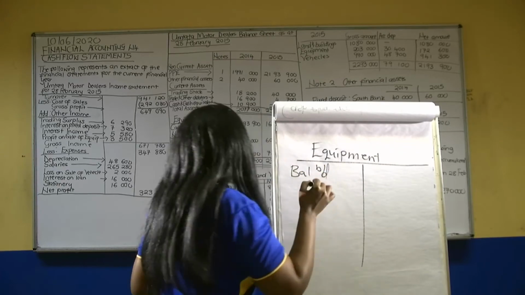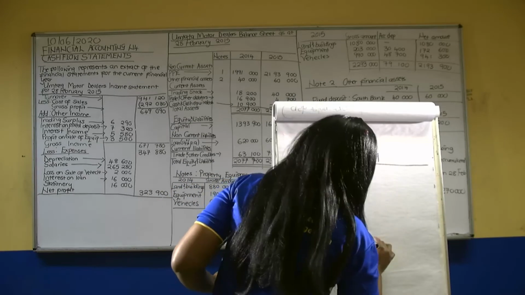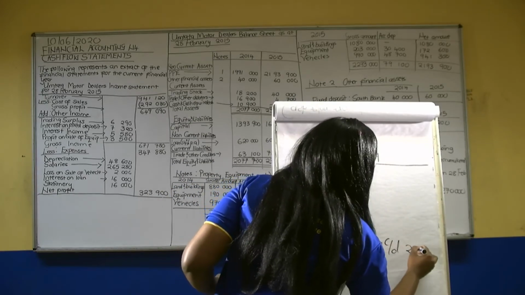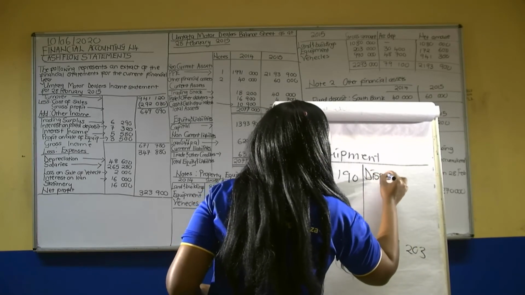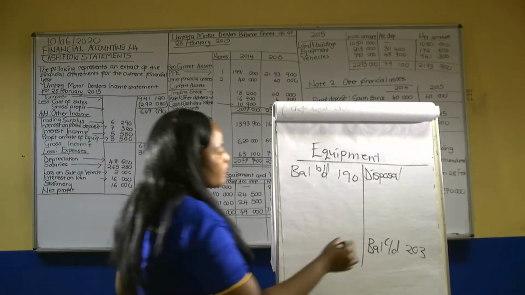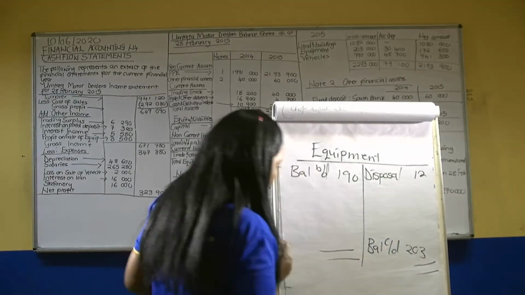Say balance BD, which is equipment at the beginning, was worth 190,000. Then balance CD, it was 203,000. Then you disposed. Disposal, equipment cost how much? 12,000.